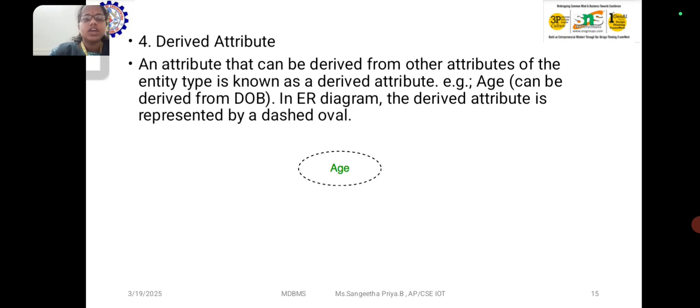Next is the derived attribute. An attribute that can be derived from another attribute of the entity type is called a derived attribute. For example, age can be derived from DOB. In an ER diagram, the derived attribute is represented by a dashed oval.